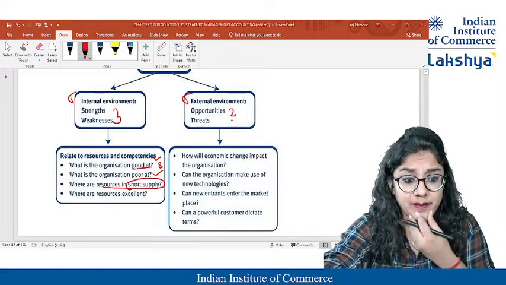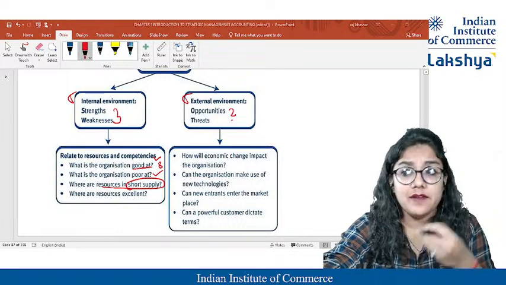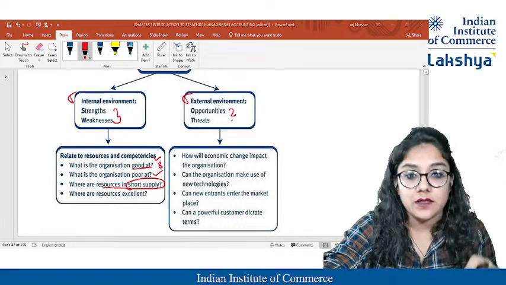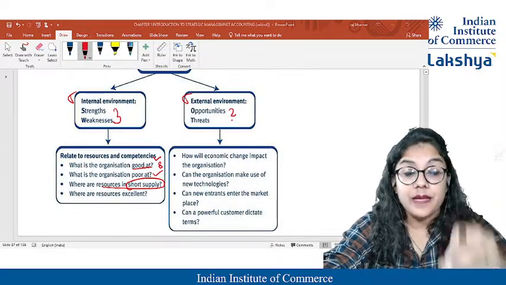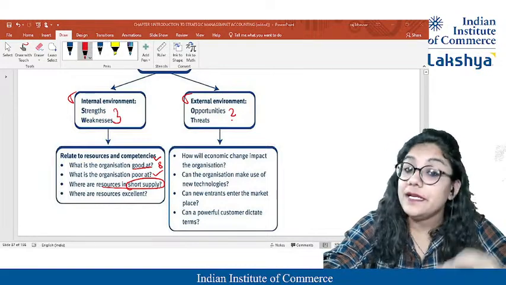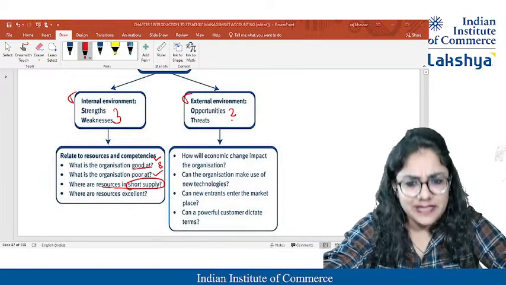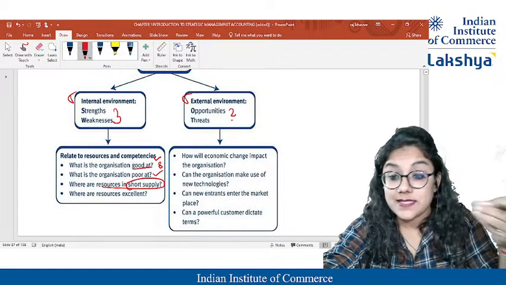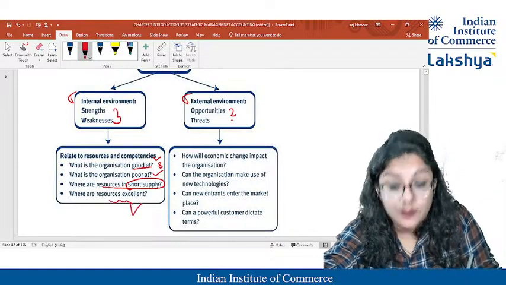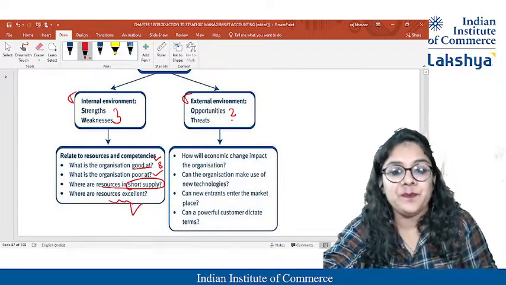Oh my God, I have a limited amount of resources. I have limited hours. I have limited material. It's my weakness. Maybe I'll not be in a position to complete the order on time. So it's a weakness. What if the resources are excellent? Wow, it's excellent. It's a strength.